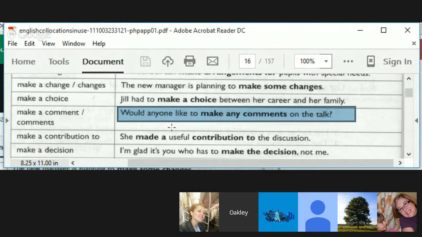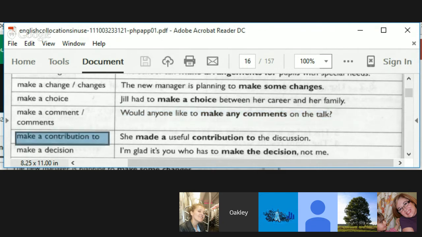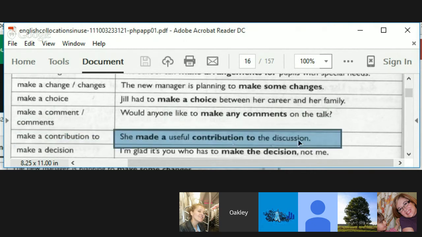Okay. That's very good. He made an observation about how foolish the president was. Okay. Simple enough. David, next one here. To make a contribution to. She made a useful contribution to the discussion.